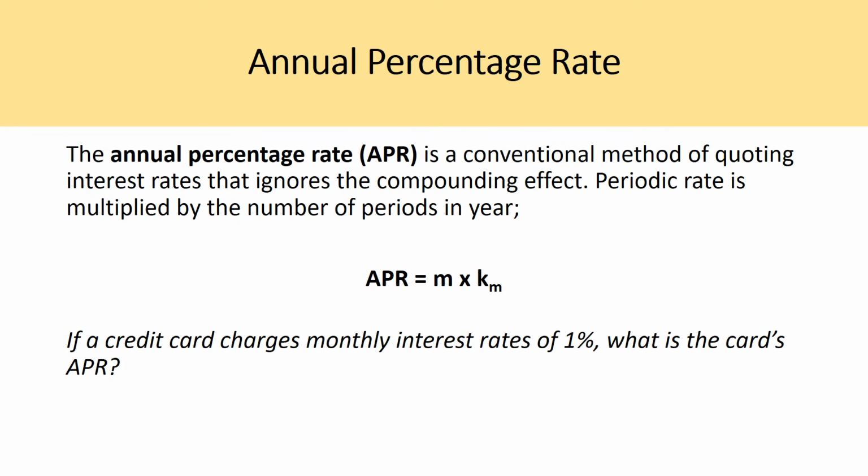Okay. Now, the annual percentage rate, the APR, is a conventional method of quoting interest rates that ignores the compounding effect. The periodic rate is multiplied by the number of periods in a year. So say, for example, you have a monthly interest rate of 1%. The APR is 1 times 12, the number of months in a year, to get an annual percentage rate, in this case of 12%. Now, that's extremely simple to understand, but it fails to account for the compounding effect. In the end, that 1% a month later needs to account for the 1% of the 1% that already existed, right? So there's a compounding effect.